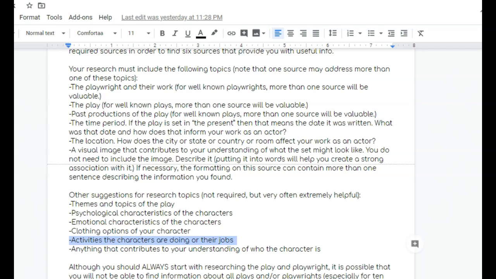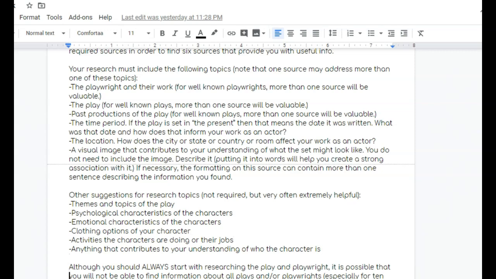Activities that they're doing, or maybe their jobs. There's a 10-minute play that I've assigned frequently where two people are refinishing a floor. What are you literally doing when you do that? Is your character a bartender? What are some things that bartenders know that are sort of implied in the script that can inform your language? Anything that contributes to your understanding of who the character is is very important.